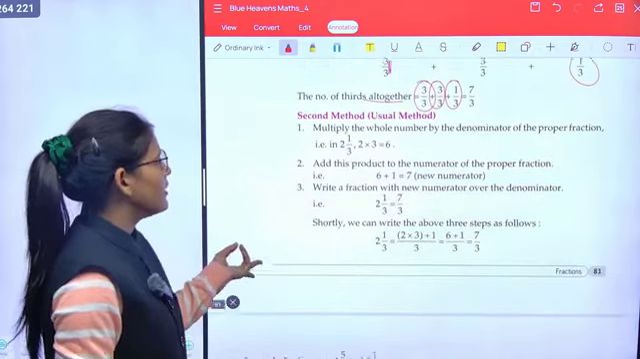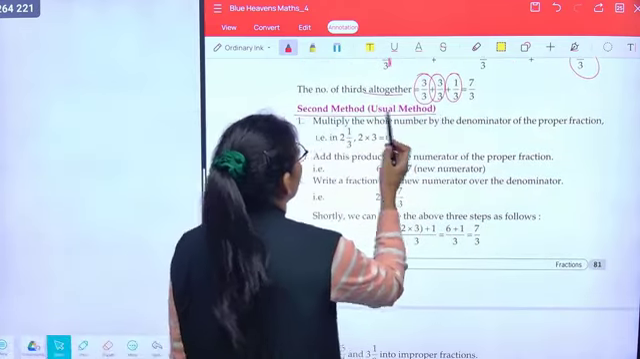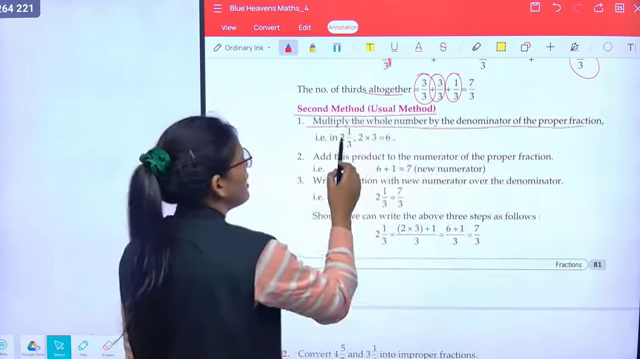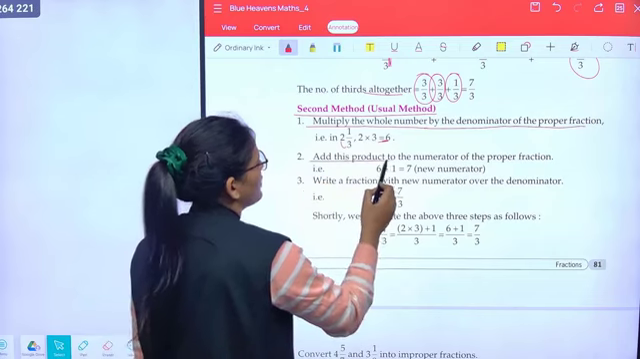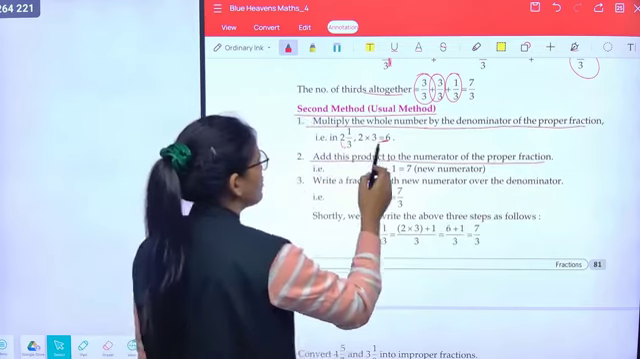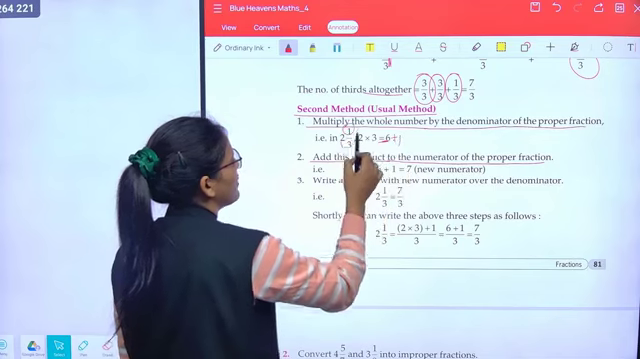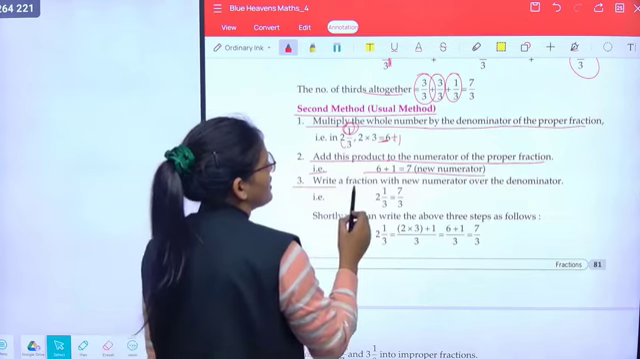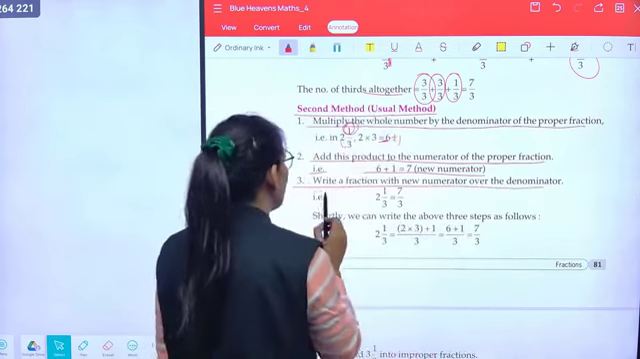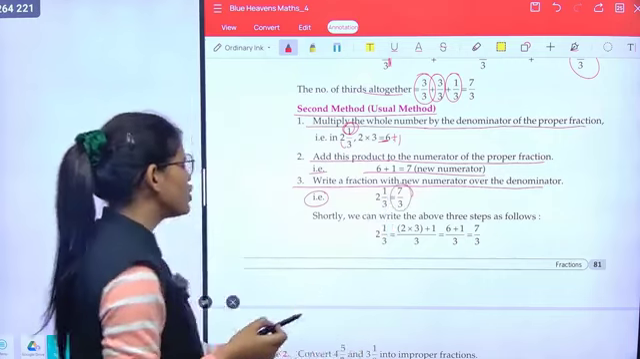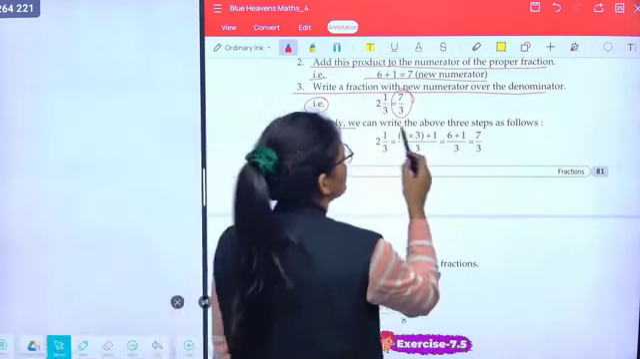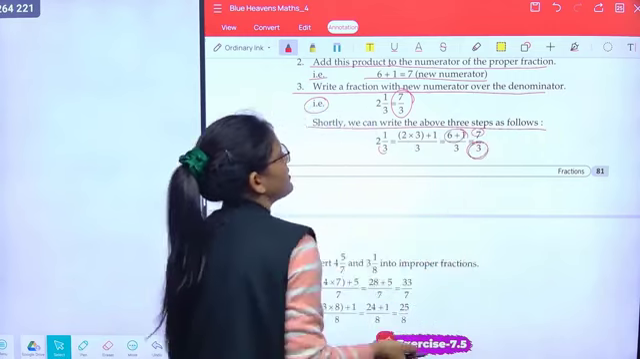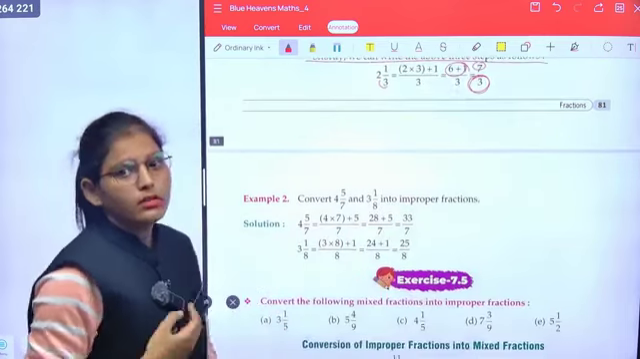Now class, second method, the usual method. Multiply the whole number by the denominator of the proper fraction. We will multiply this: 3 2s are 6. Add the product to the numerator of the proper fraction. We will add to the numerator above, that is 6 plus 1, the new numerator. Write the fraction with the new numerator over the denominator, that is 7 upon 3. Shortly, we can write the above 3 steps as follows: 3 2s are 6, 6 plus 1, 7, with the denominator the same, 7 upon 3.